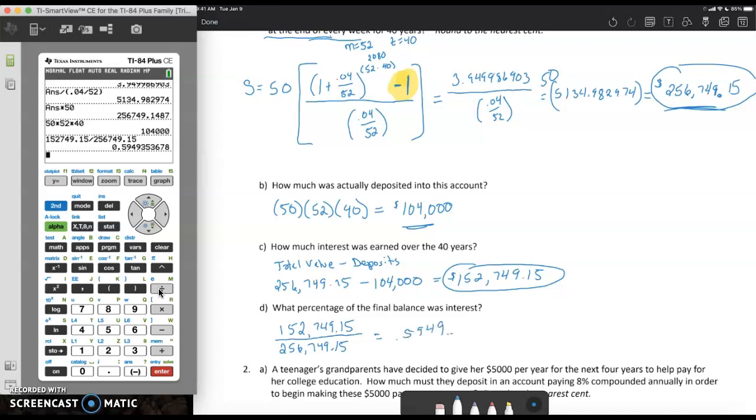0.5949 and some change, or about 59.5%, maybe we would say. So their interest is basically 60% of their overall balance after the end of all of this. So well over half of the money is just money that they earned on interest, not even the money that they deposited. So that's the power of interest when it's working in your favor.